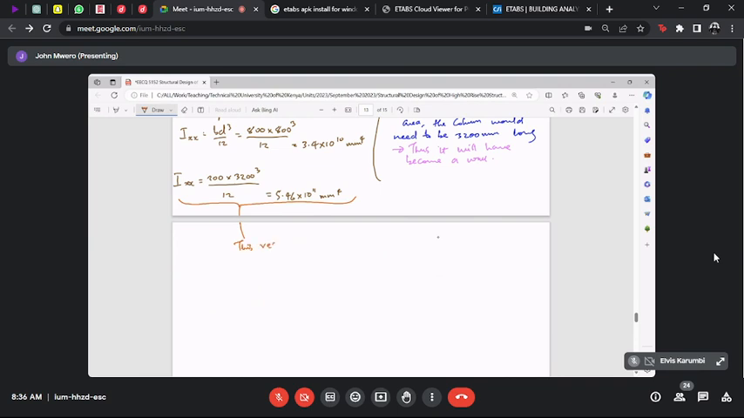This results in an element 16 times stiffer in bending in the direction of interest.